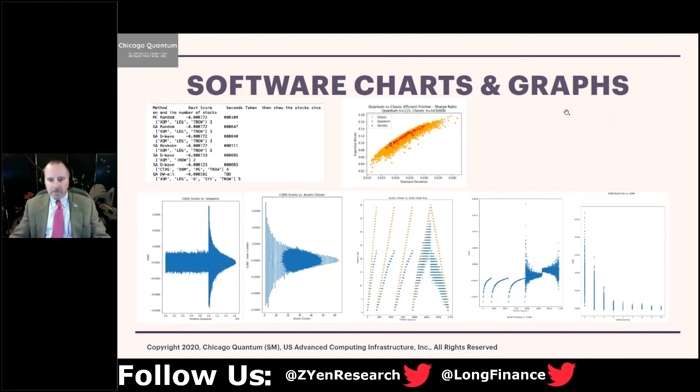This is number of stocks chosen versus what we wanted it to choose. This next one shows that when we came up with the last two, the Chicago Quantum Net Score took on that shape that we expected it to see.